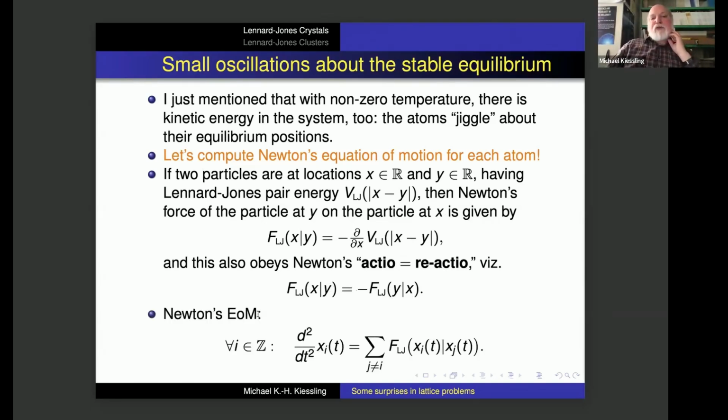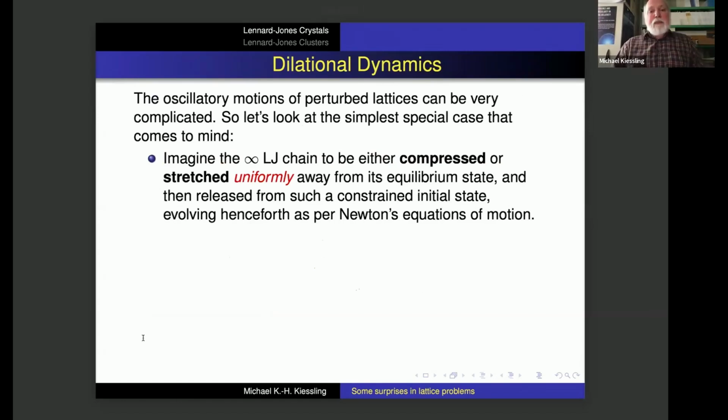And Newton's equation of motion is then, for all i in the integers, the second time derivative of the position as a function of time of the ith particle is given by the sum over all the forces exerted by all the other particles. So j is not i; you sum over all j in the integers except j equals i itself. That's Newton's equation of motion. That's infinitely many equations of motion.